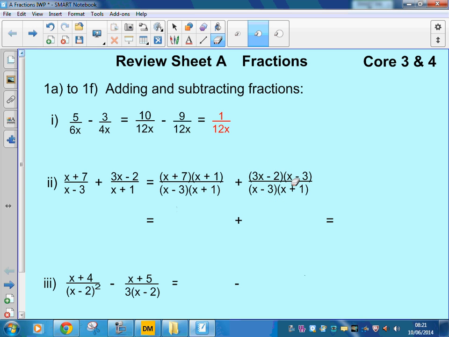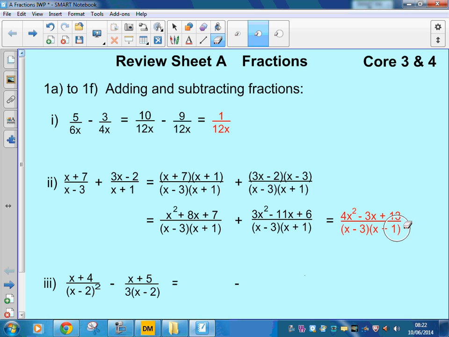And then you can add the numerators, but before we do, in this case it's easiest to expand them first, but only expand the numerator. The top numbers, don't expand the bottom part. So you get x squared plus 8x plus 7, and here you're getting 3x squared minus 11x plus 6. The denominators stay the same, and now we can combine them. 4x squared minus 3x plus 13, and it's still over x minus 3 times x plus 1.